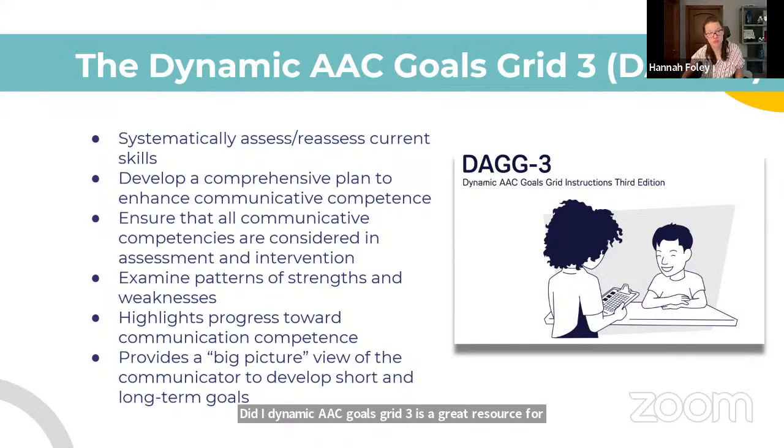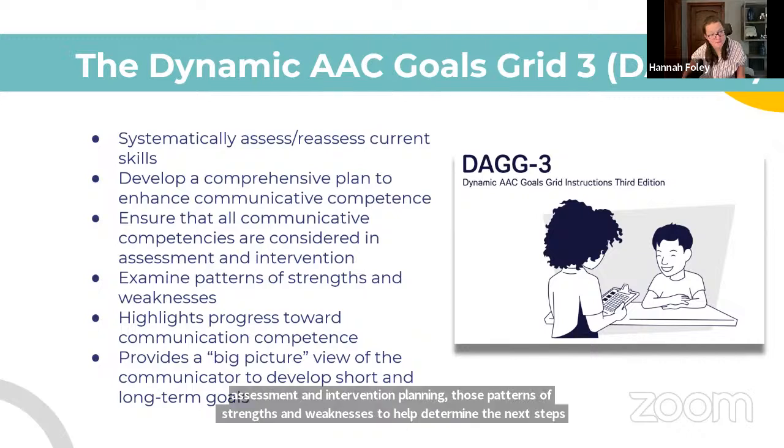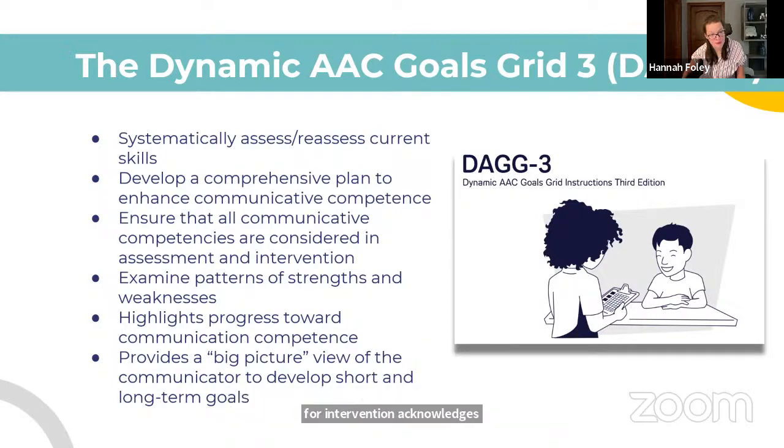It provides a way to systematically assess and/or reassess current skills related to functional AAC use, assists with the development of a comprehensive plan for increasing communicative competence for the communicator, ensures that all communicative competencies are considered in assessment and intervention planning, shows patterns of strengths and weaknesses to help determine the next steps for intervention, acknowledges communicator progress toward communicative competence, and presents a big picture view of the communicator to help develop communication goals for now and the future.